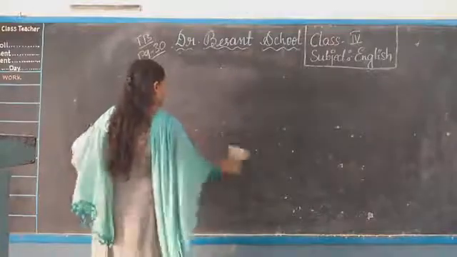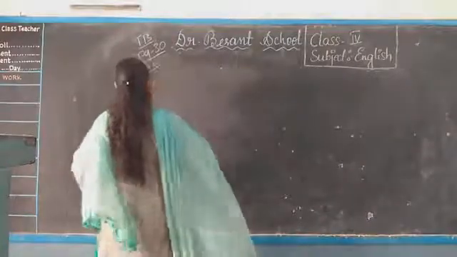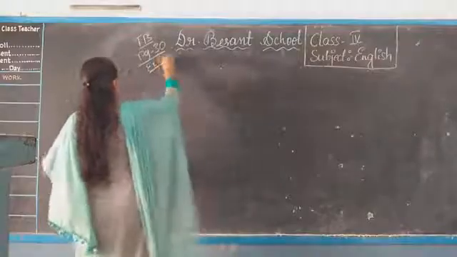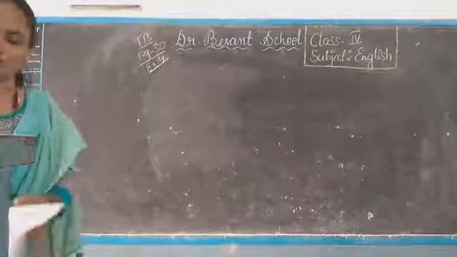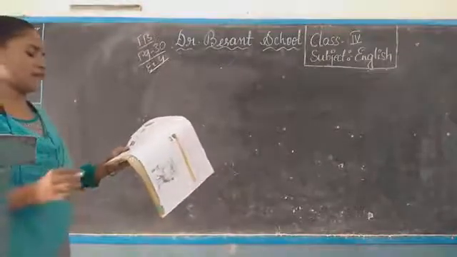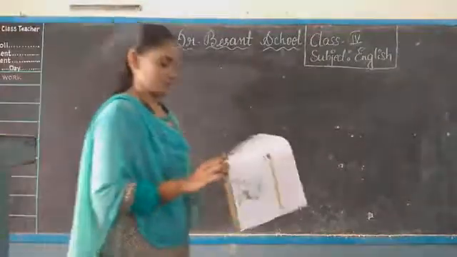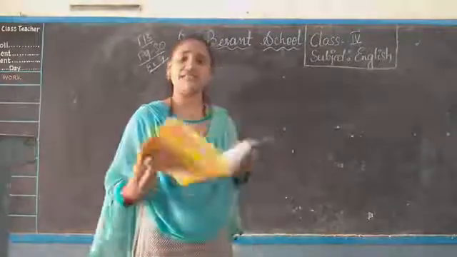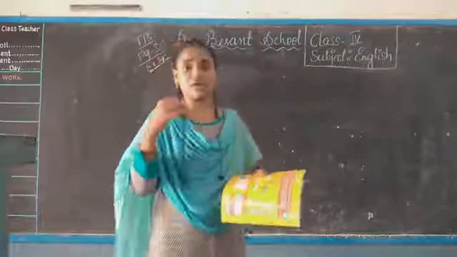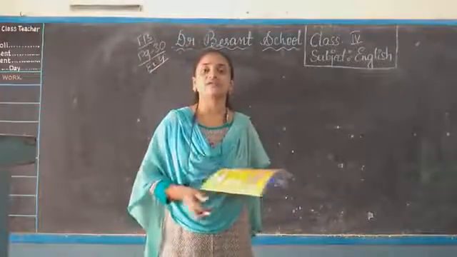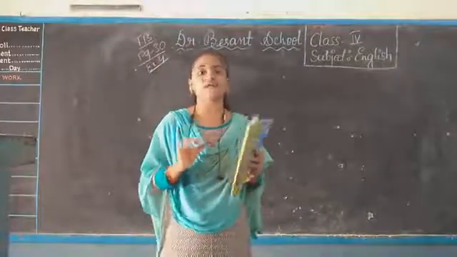Let me rub the board now. Next exercise, value based questions. Okay. See, what is the first value based question? What art form interests you the most? See, generally classical dance or music, learning any musical instrument, drawing is also an art, right? So, which art do you like the most?